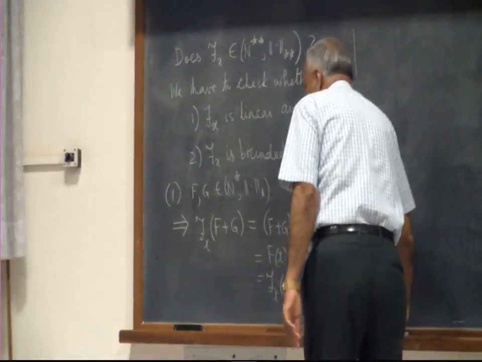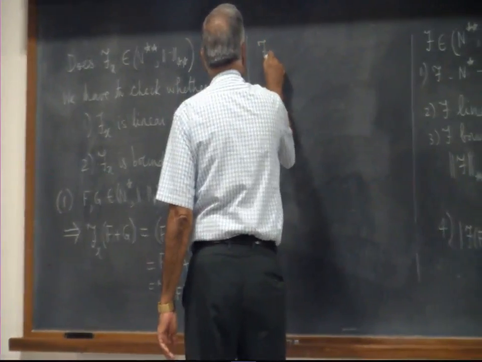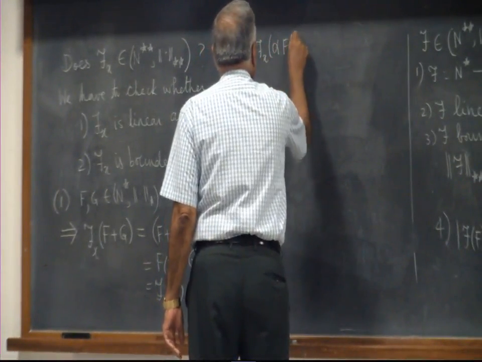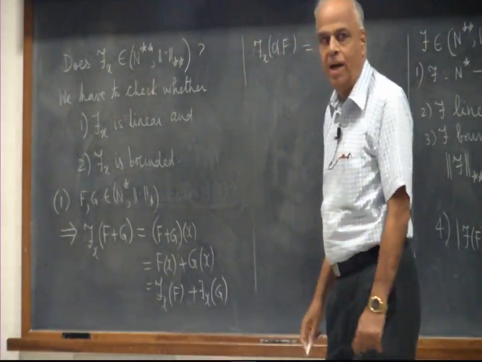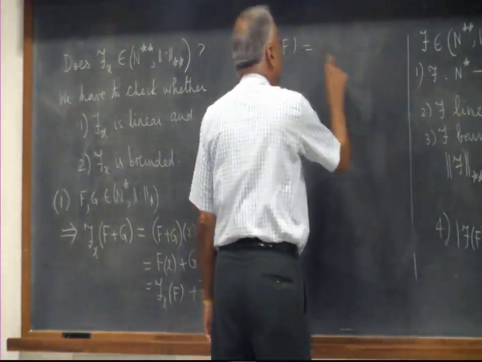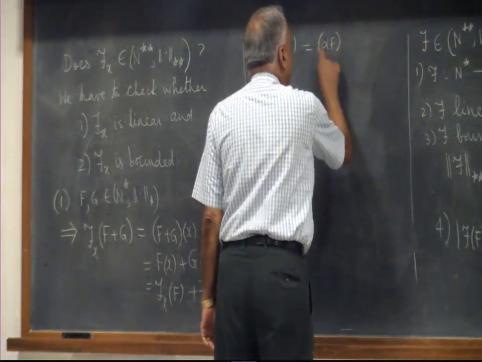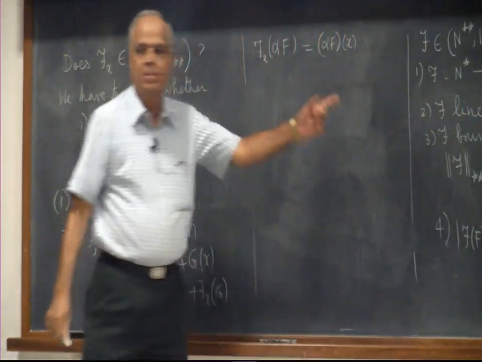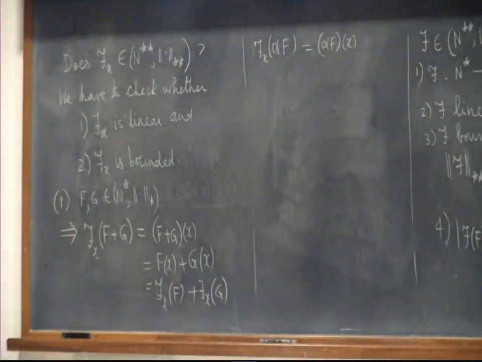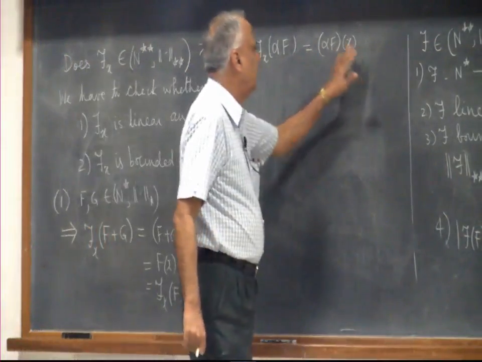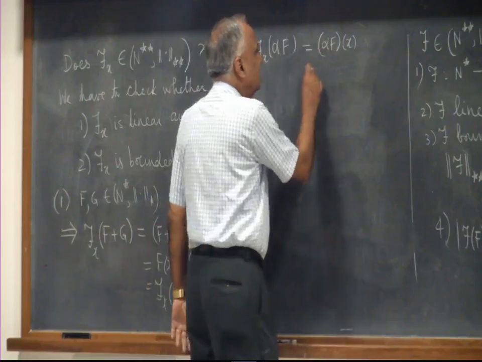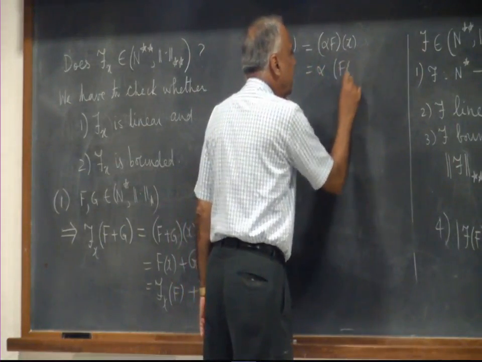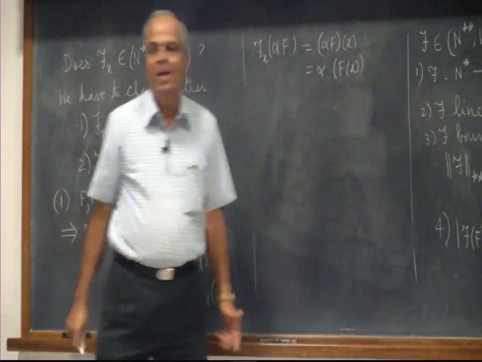Okay. Then F_x of alpha f, where alpha is a scalar, by definition is alpha f acting on x. F_x of anything is that thing acting on x. But now again, for linear functions, the scalar multiple of a function evaluated at x is the same as evaluated and then scalar multiplied by x.